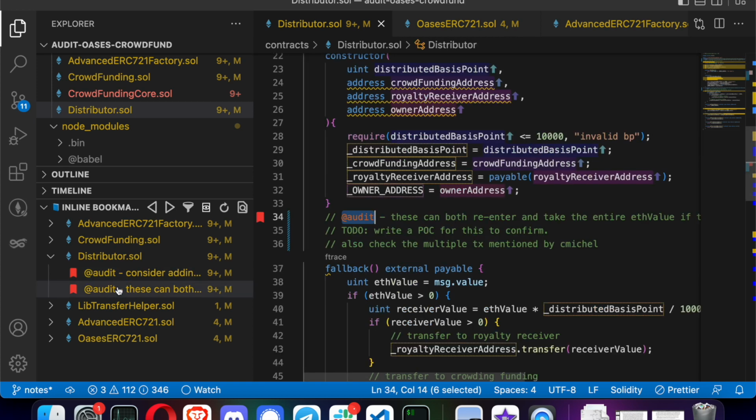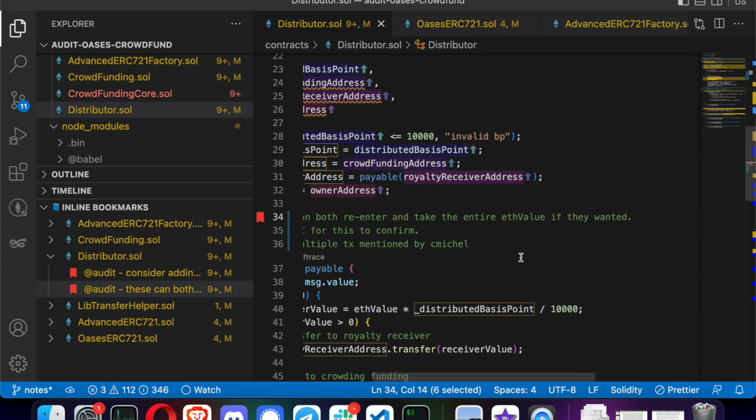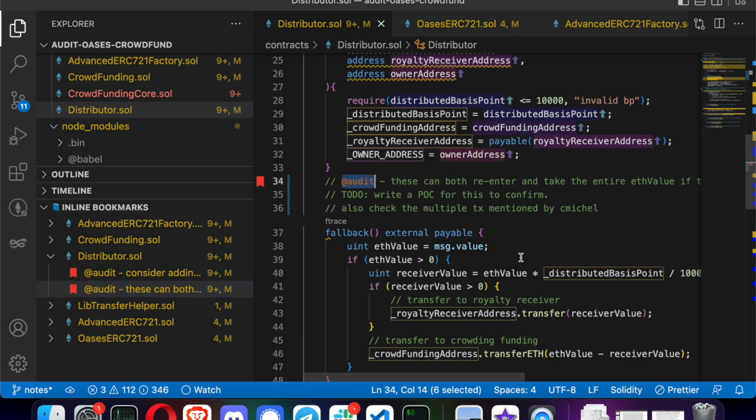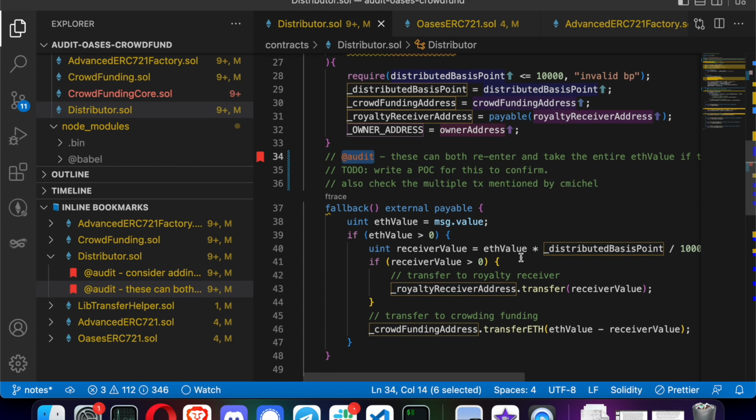So here's actually the first thing I wanted to look at. They have this distributor contract, and the idea of this distributor contract is that it will receive rewards from another contract via this fallback function. And the idea is that it will siphon off a portion of those rewards, pay it to the royalty receiver, and then the rest will go to the crowdfunding address.